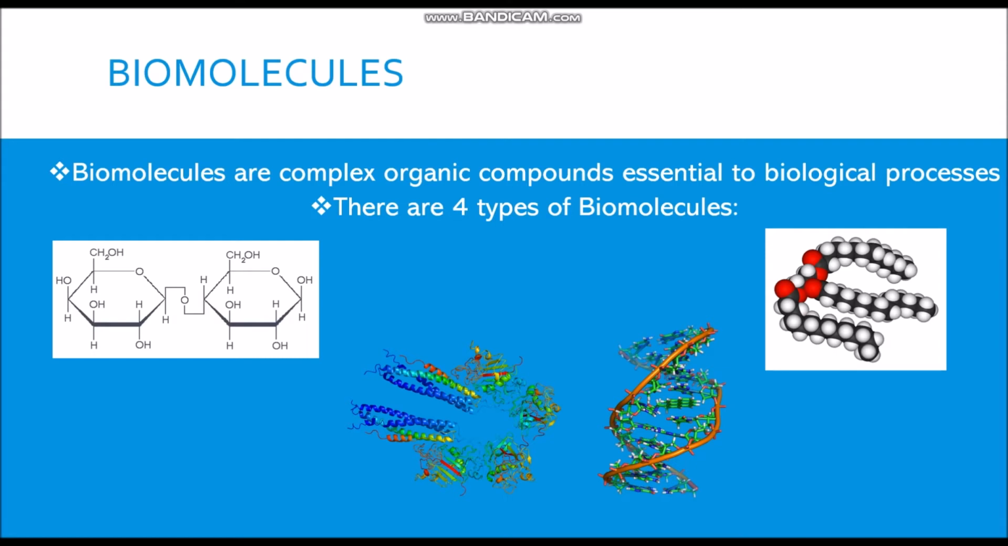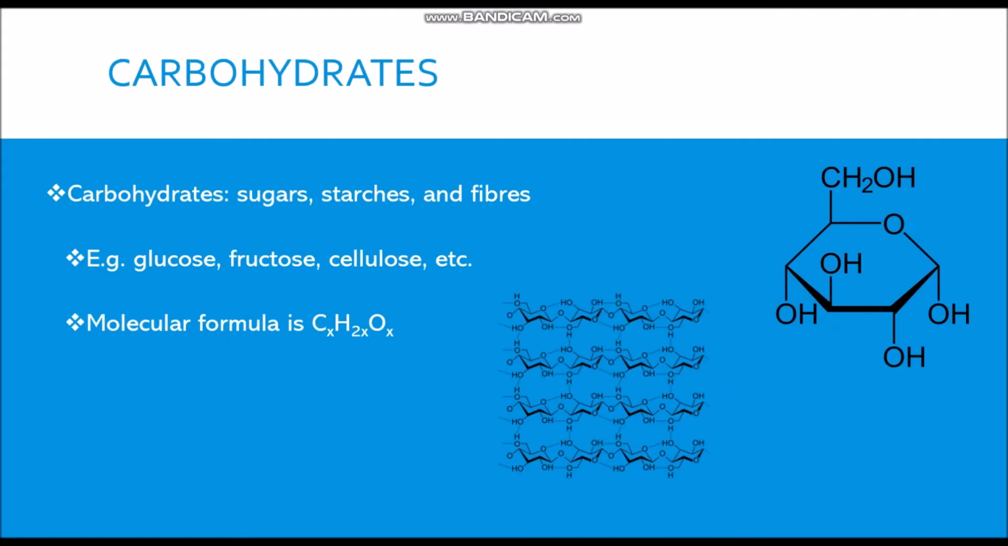And so there are carbohydrates. I'll just go from left to right. Carbohydrates, protein, nucleic acids, and lipids or fats. So what are carbohydrates? They are classified as sugars, starches, and fibers. Examples are glucose, fructose, cellulose, and the general molecular formula for it is CxH2xOx. So an example over here we have on the right.